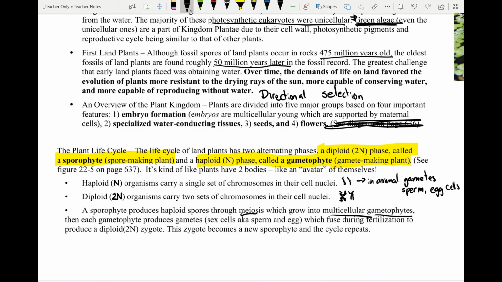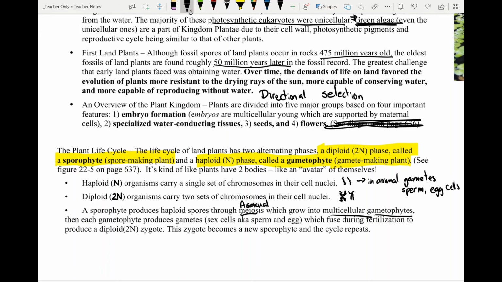So right away we're seeing a change here. This would be like if our sperm or egg cells turned into an organism all on its own. Now, this process is asexual, and then each gametophyte produces the sex cells like sperm and egg, which then fuse during fertilization to produce a diploid zygote. So it would be like if our sperm and egg cells produce their own organism that then produced their own sperm and egg cells that then became a new creature. And then the cycle repeats.